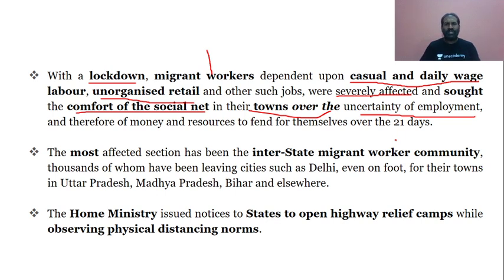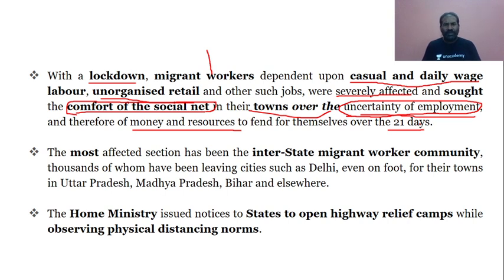So this made it very clear that they sought the comfort of the social net in their respective villages, rather than staying in the national capital in our example, uncertain of employment. They wouldn't have money or any kind of resources to cope when they are locked down for 21 days. So this was the biggest challenge the migrant workers would face, and that is the reason they started moving out of Delhi.